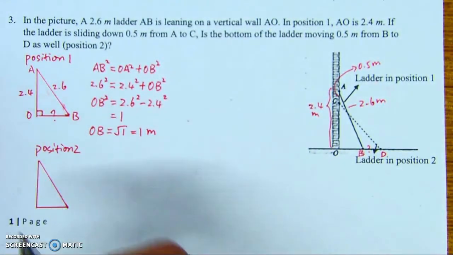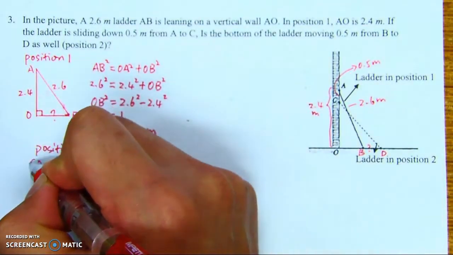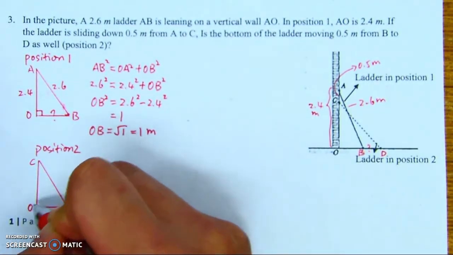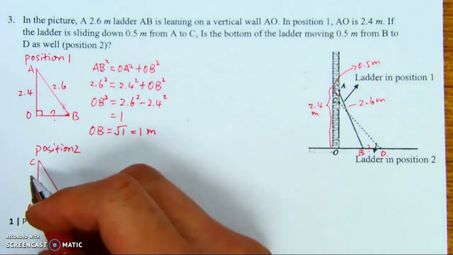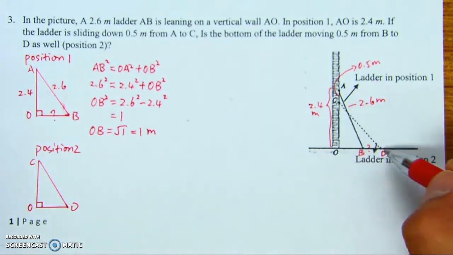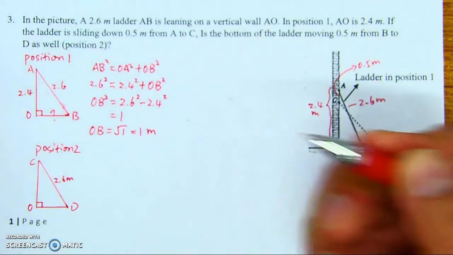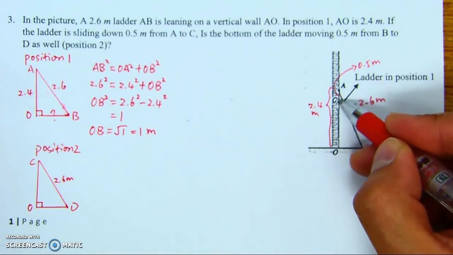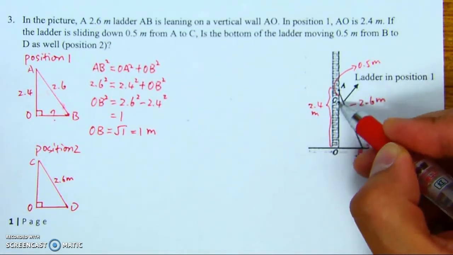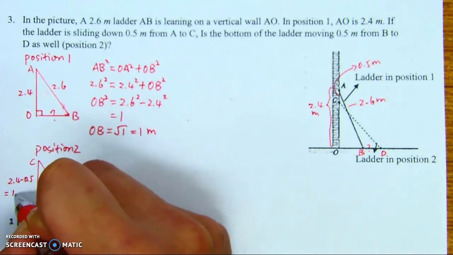So for this right angle triangle, we have C, O, and D. So we label that C, O, and D, and then with a right angle here. Alright, so we label that as well. So we'll put all the information on this graph. So CD is still that ladder, although it's sliding down, so that is still 2.6 meters. OC is not 2.4 because this ladder slid down 0.5 meters from A to C. So the length is 2.4 take away 0.5, which is 1.9.